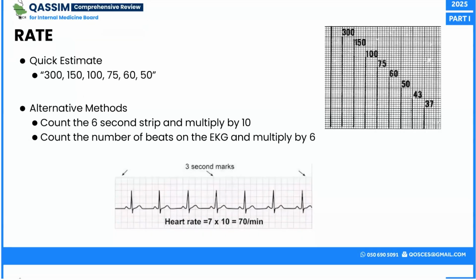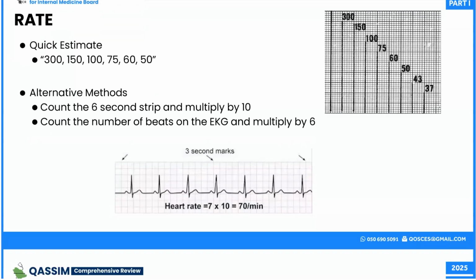So in these cases, what is the rate? If we use 300 divided by the number of big squares for the first strip, it will be around 150. For the next one, I think it is around 2.5, so if you divide 300 by 2.5, it is something between 110 and 130. In the second strip, it is almost two big squares, so 300 divided by 2 is equal to 150. The last one is way bigger than that. It's almost 1, 2, 3, 4, 5, 6 and a half. So 300 divided by 6.5 is almost around 40 to 50. So this is most likely a bradycardic rhythm.